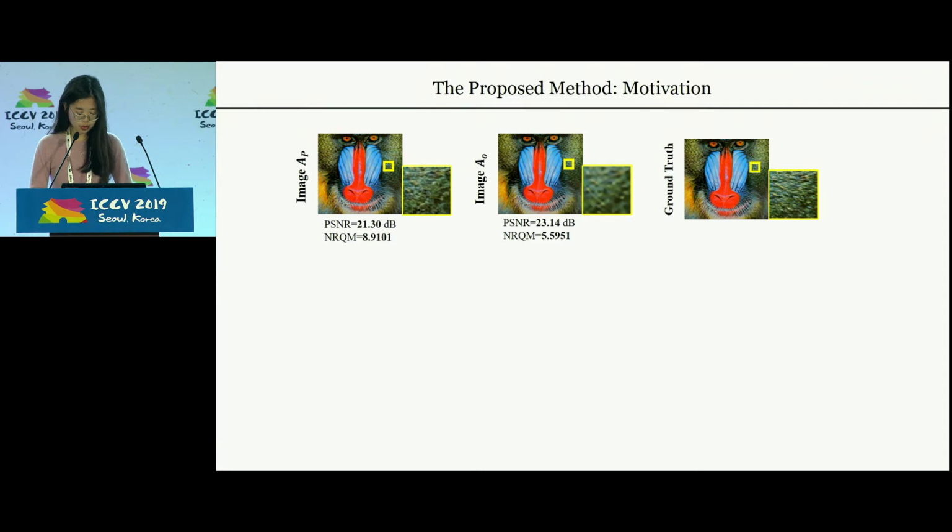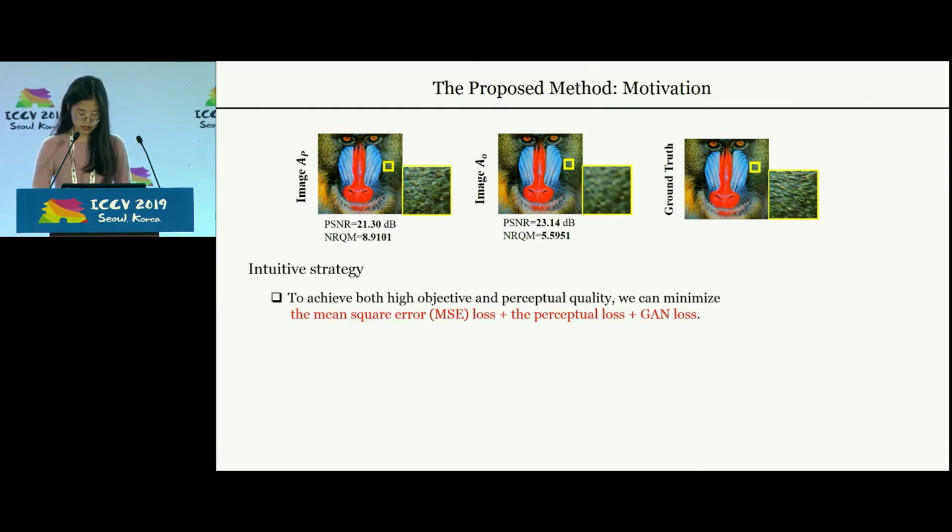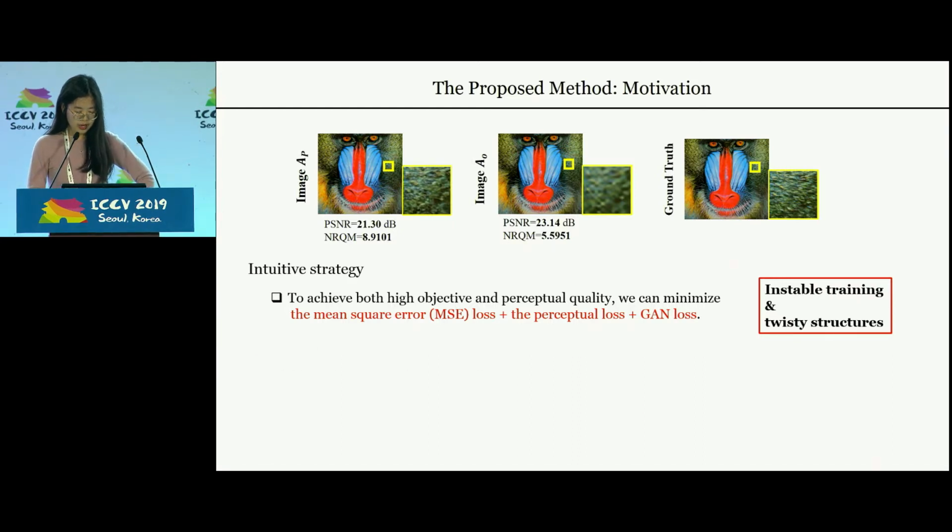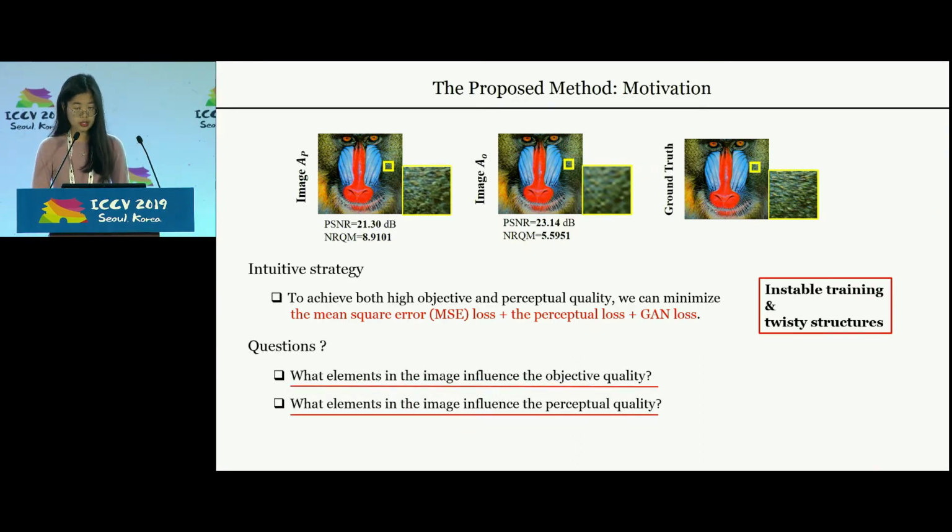If we aim to super-resolve an image which has both high objective and perceptual quality, the intuitive solution is to train a neural network which minimizes the combined loss of MSE, perceptual loss, and the GAN loss. However, this may lead to unstable training and also some twisted structures in the restored images. Here we have 2 very important questions to be answered. That is, what elements influence the objective quality and what elements influence the perceptual quality?